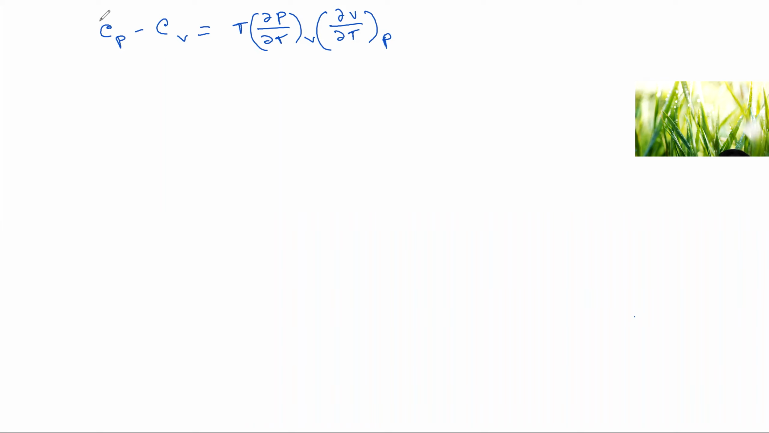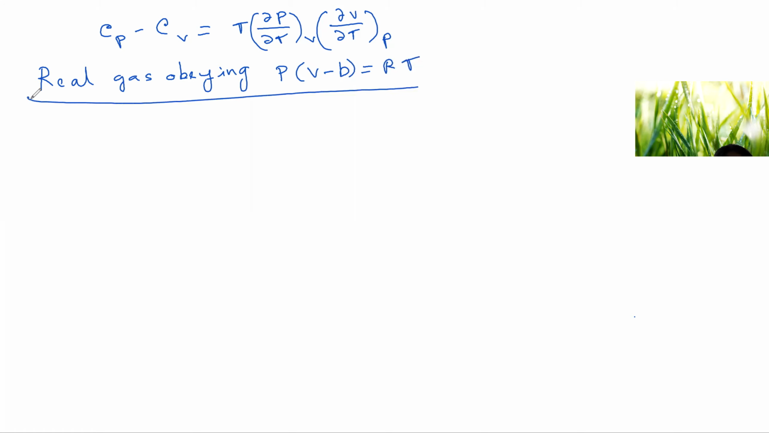So before I go to the Van der Waals gas, because it is a little tricky, a little complex, before going into that, I will derive it for a real gas obeying a little easier equation. I will derive the expression for a real gas obeying a gas equation P(V minus B) is equal to RT. So this is simple.